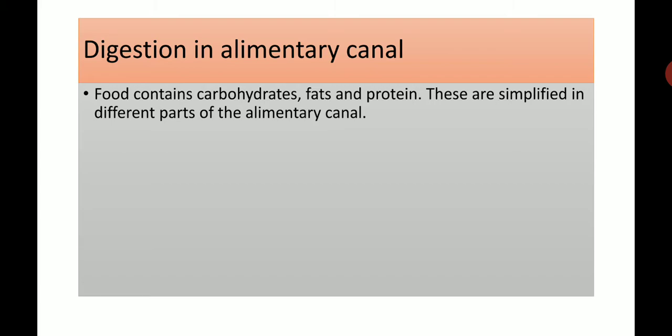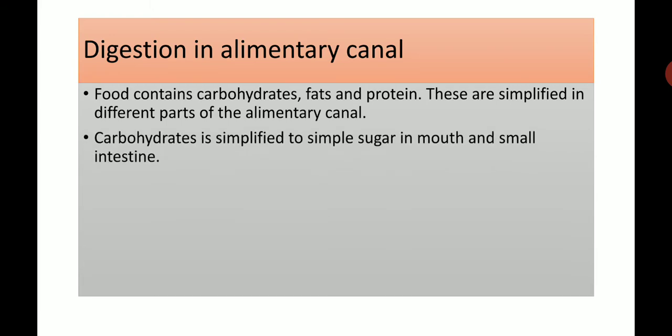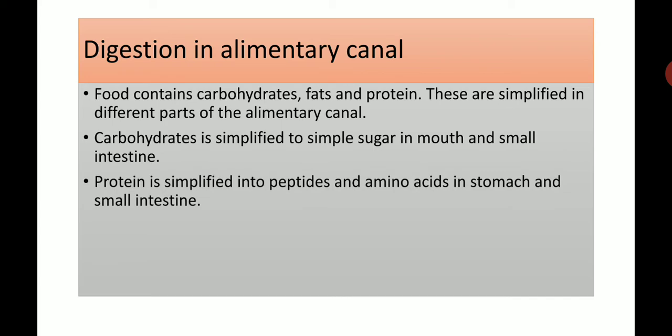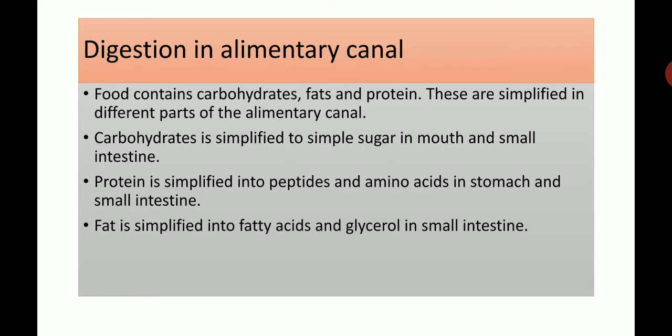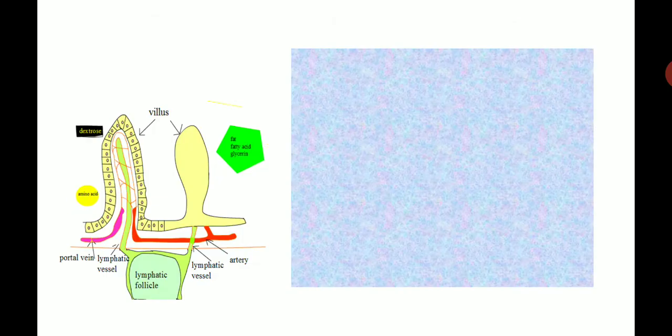The food contains carbohydrates, fats, and proteins. These are simplified in different parts of the alimentary canal. Carbohydrate is simplified to simple sugar in the mouth and small intestine. Protein is simplified into peptides and amino acids in the stomach and small intestine. Fat is simplified into fatty acids and glycerol in the small intestine.